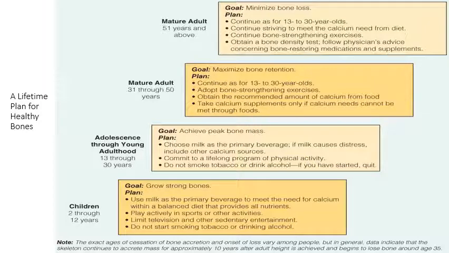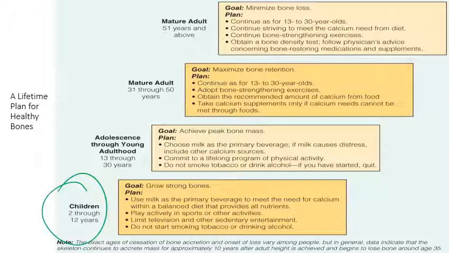A lifetime plan for healthy bones. We'll go over these life stages. Let's start with the note. The exact ages of succession of bone accretion and onset of loss vary among people, but in general, data indicate that the skeleton continues to accrete mass for approximately 10 years after adult height is achieved and begins to lose bone around age 35.